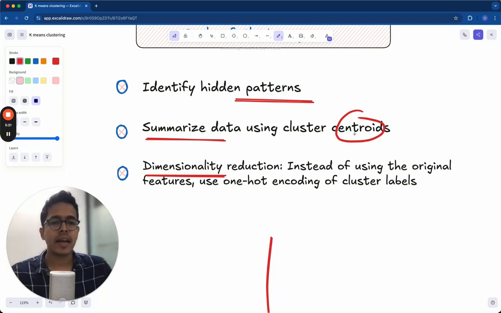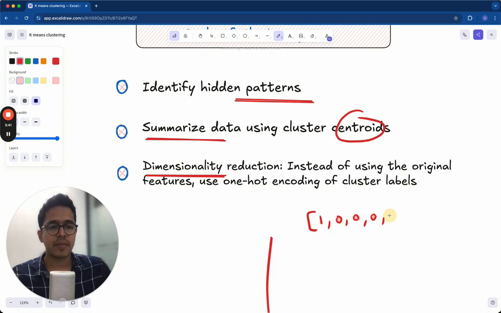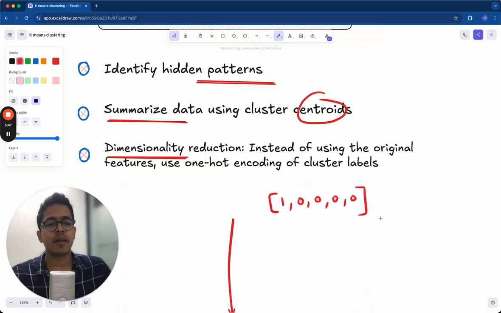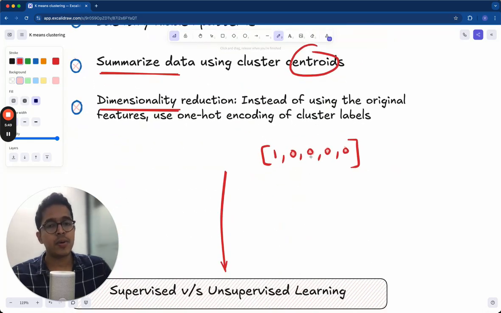And of course, dimensionality reduction. Let's say you have 5 clusters. Then, instead of using the original features, you can use a one-hot encoded cluster label. So for example, if you have a data point that belongs to cluster 1, and there are 5 clusters, then you can use a one-hot encoding as one of the features like this. So 1, 2, 3, 4, 5.